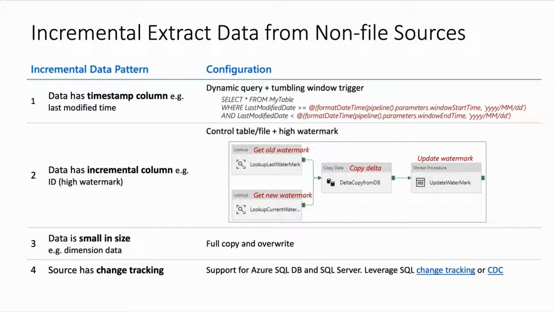And then the other thing is if the data is small in size, you can always do a full copy overwrite. This was for the incremental column. If you have a timestamp column, you can use the timestamp directly. You can have a source with change tracking enabled. You can leverage change tracking or CDC as well.